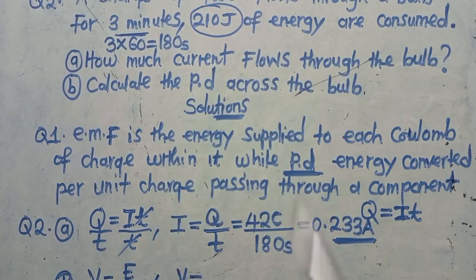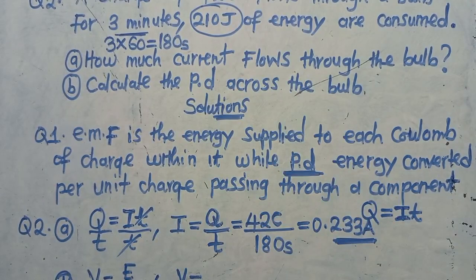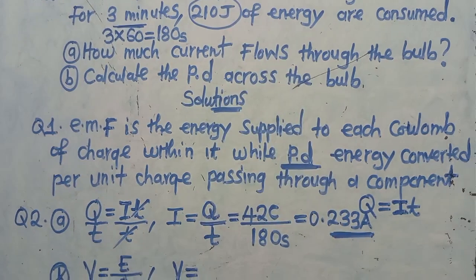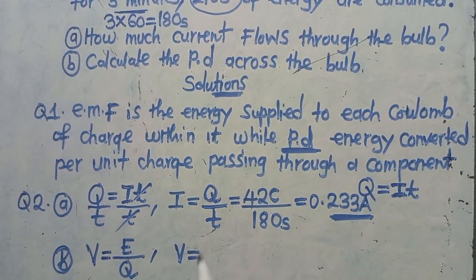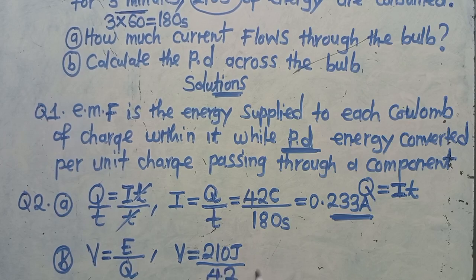In the question, they are telling us that 210 joules of energy are consumed. So energy is 210. Charge is 42. So for energy we put 210 joules over charge, which is 42. When we divide there, what answer are we getting? Get our calculator. We say 210 divide 42. The answer is 5.